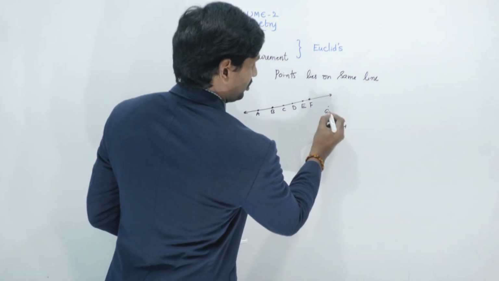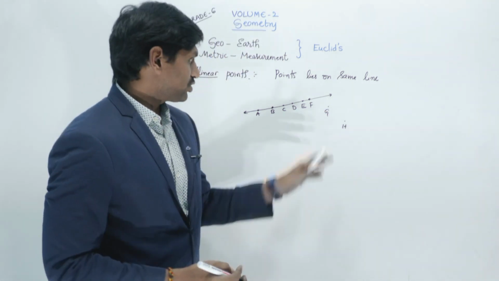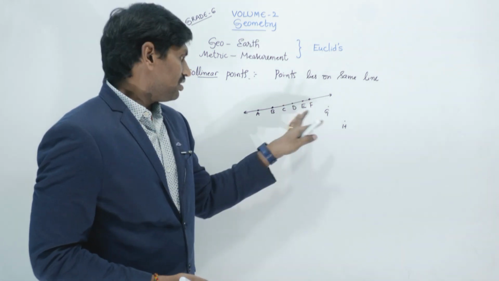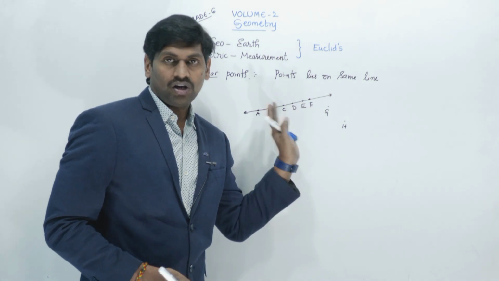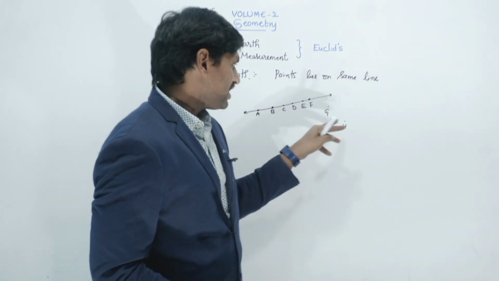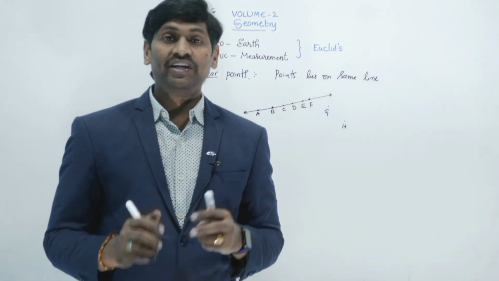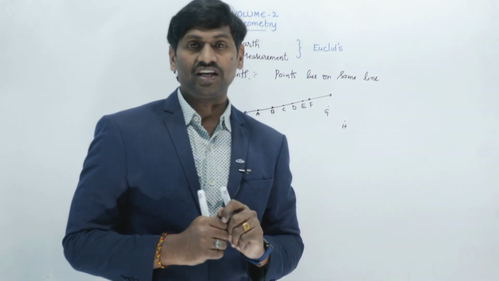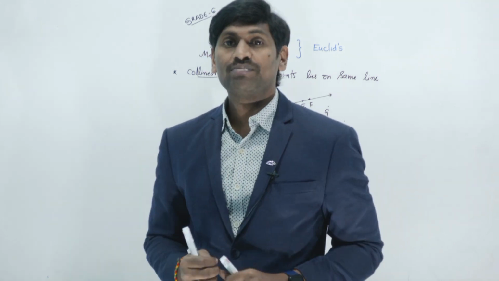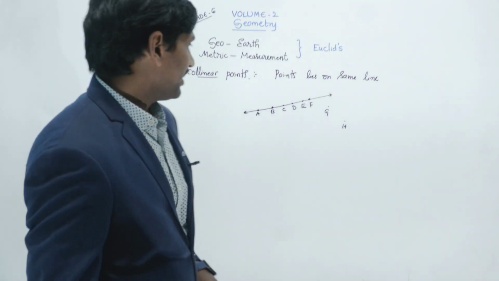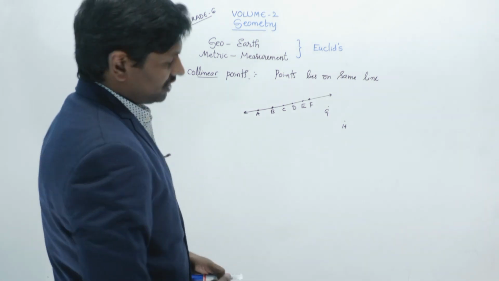Now you have taken two more points, G and H. These two are not lying on the same line. So A, B, C, D, E, F are collinear points. G and H are non-collinear points. Points lying on the same line are called collinear. Points not lying on the same line are called non-collinear points.